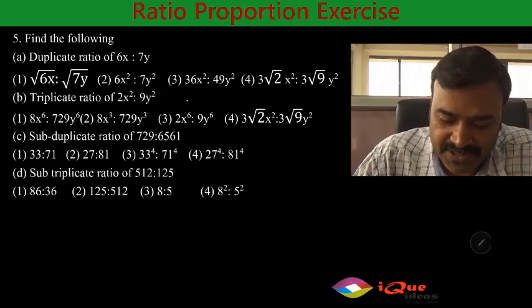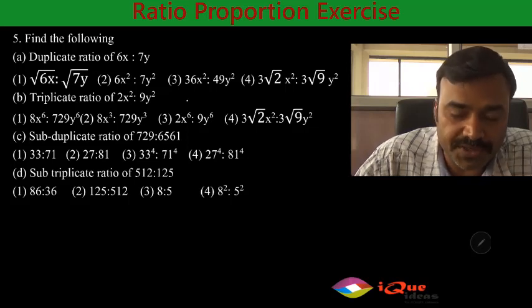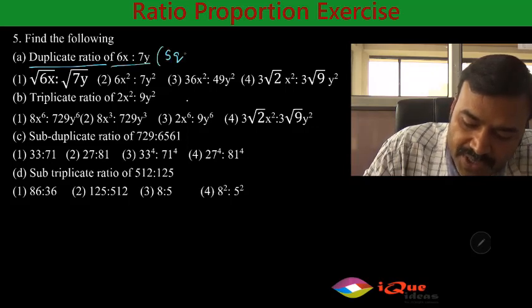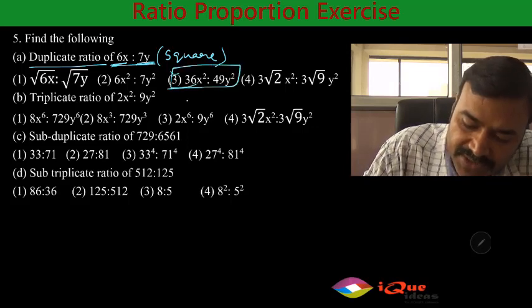Now, the next question is based on the basic theoretical meaning of the words used in the question. First question, it says duplicate ratio. Now, what is the meaning of duplicate? Duplicate means simply square. So, if it is 6x is to 7y, square of that, 6x square will be 36x square and 7y square will be 49y square. So, the third option is the correct answer. You just need to know that duplicate means square.